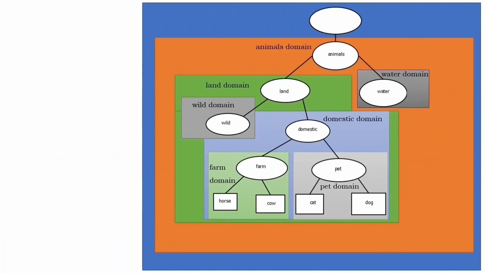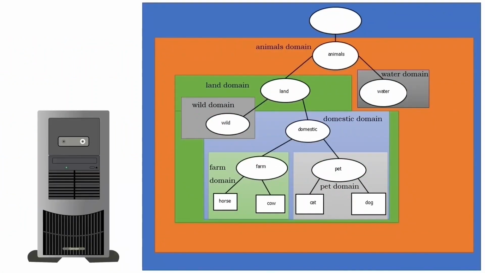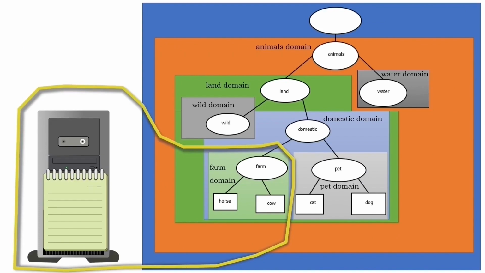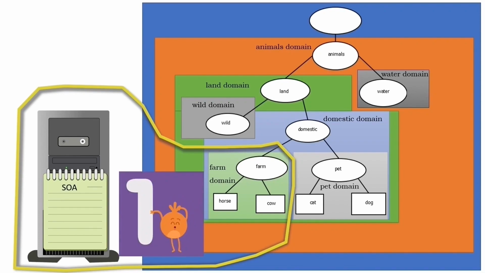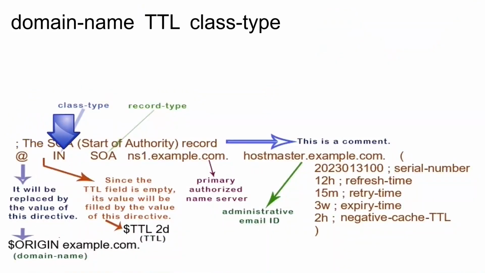The start of authority record defines the authoritative name server for the domain and configures its properties and characteristics. Since each domain needs a unique zone file, we cannot add more than one start of authority record in a zone file. We can add only one start of authority record in a zone file. It uses the following syntax.